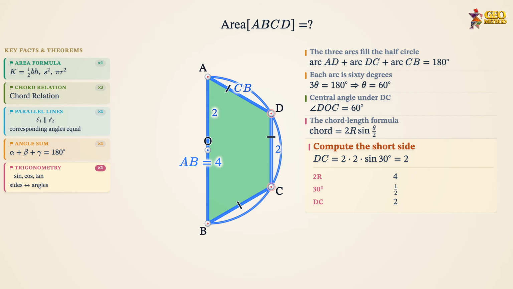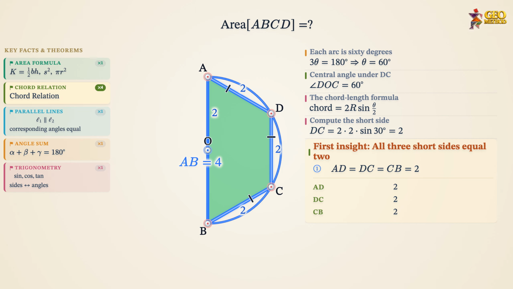2r is 4. And the sine of 30 degrees is 1/2. 4 times 1/2 is 2, so the right base segment DC equals 2. Our first insight is this. The other two sides, segment AD and segment CB, subtend the very same 60-degree arcs, so they share this length. All three short sides equal 2. Now we have every side length we need.